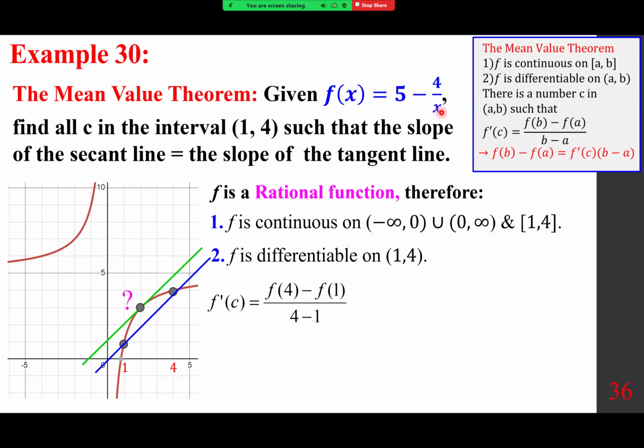Now, if you plug in 4 here, class, 4 becomes 1. 5 minus 1 is 4. If I plug in 1 here, I get 4. 5 minus 4 is 1. So I get 4 minus 1 in the numerator. The denominator is also the same thing. It's 1. So f prime of c must be 1. Therefore, we are going to calculate f prime and set it equal to 1. And by now, you may know that the derivative of this one is 4 over x squared. I'll quickly show you.